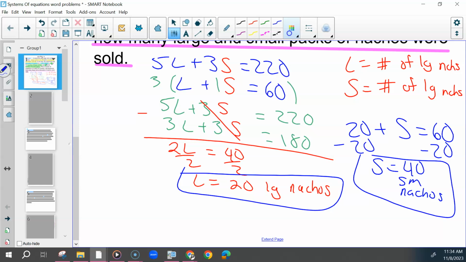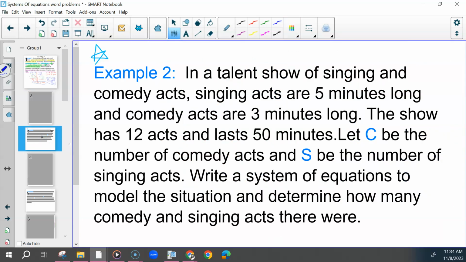Alright, for example 2, we're going to set this up, but we're not going to solve it, and then we'll move on to example 3. So go on to the next page. Let's read through that.